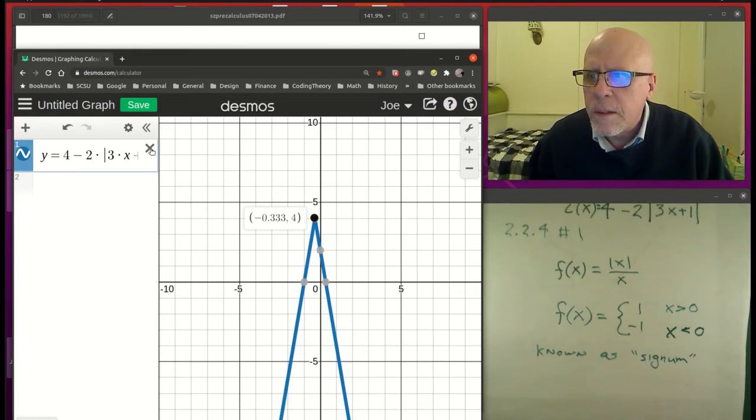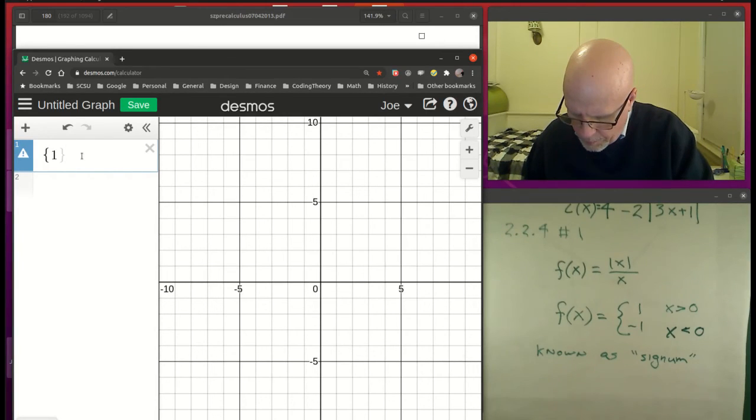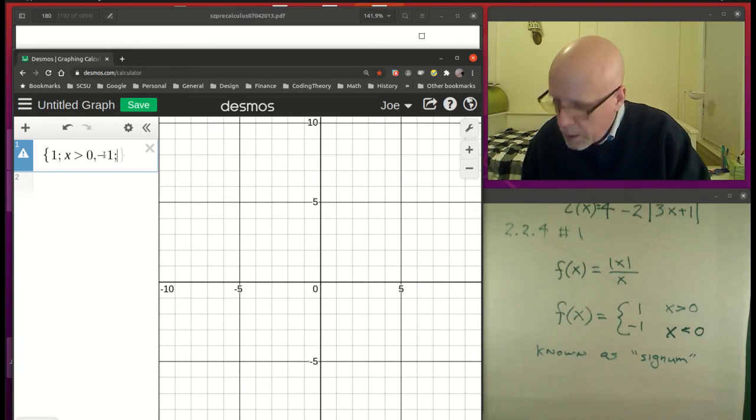Well, it's not too hard. We've got 2 cases. You get 1, provided that x is greater than 0. I'm worried that I'm not remembering how to do that notation. It might be a semicolon there. And minus 1 when x is less than 0.